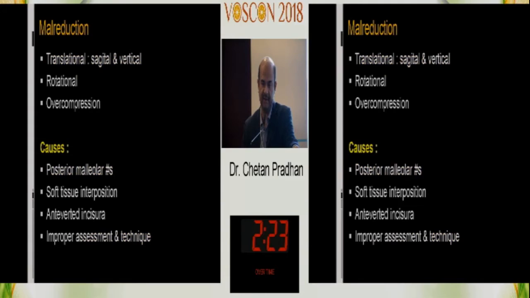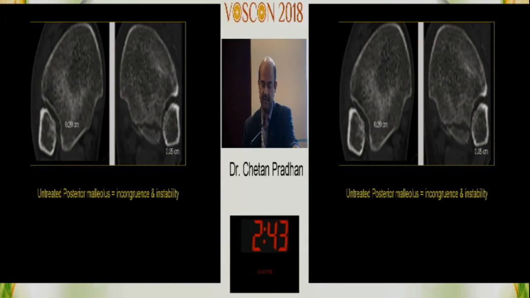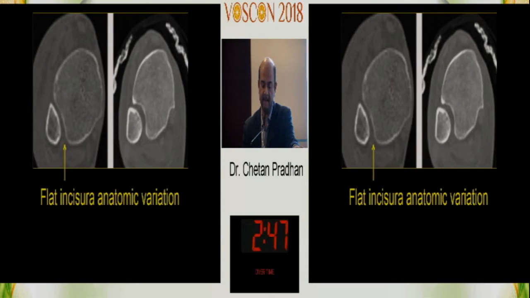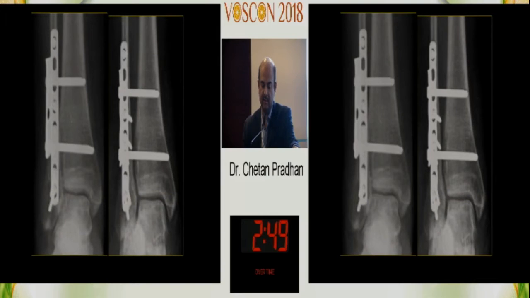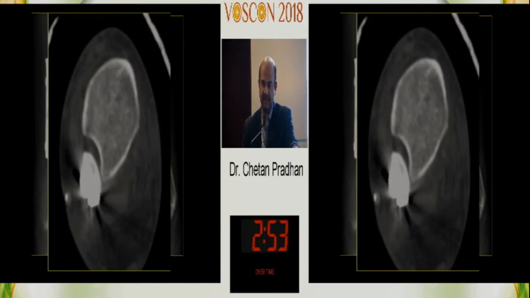Malreduction can be of 3 types: translation, that is sagittal and vertical; rotational; and overcompression. There are various causes, improper assessment and technique of the surgeon being the main cause, but then you could have an untreated posterior malleolar fracture, soft tissue interposition in the joint, or an anteverted incisura. So something like this, an untreated posterior malleolus or a flat incisura. This looks well reduced, well fixed. Take a CT scan and see what has happened.